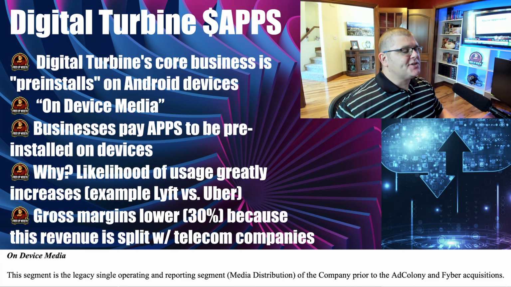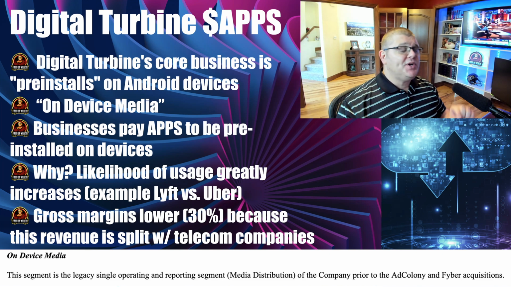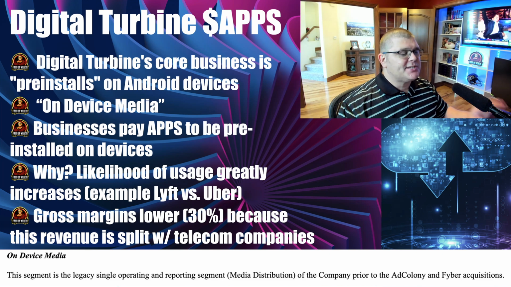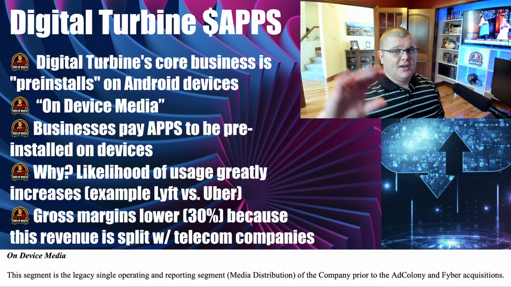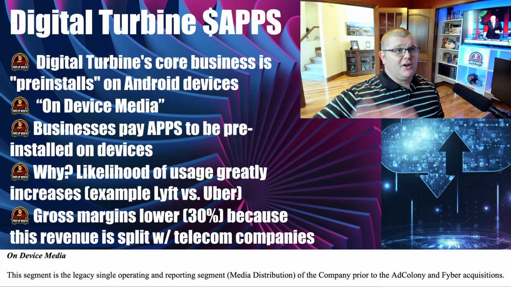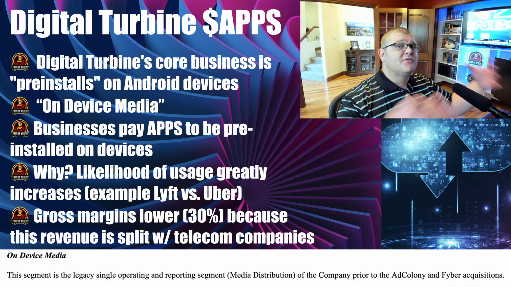Now, it's important to know with this business that gross margins are lower. They're around 30%. The reason for this is that the revenue is split with these different companies like the telecom companies. So it might be Samsung who creates the phone. It might also be Verizon. Everybody gets a piece of the pie and it makes the margins lower for Digital Turbine.